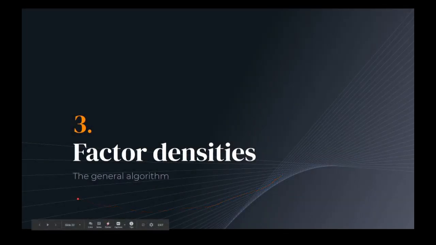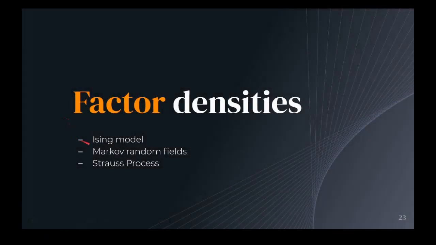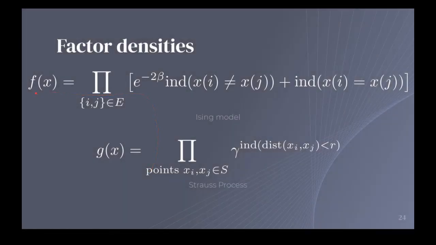Now, in general, stitching works anytime I'm dealing with a factor density. And of course, classic examples of factor densities include the Ising model. In fact, any Markov random field by the Hammersley-Clifford theorem is going to have a factor density, and the Strauss process that we just saw. So for example, the Ising model, we're taking the product over factors that depend on the edges of a graph. If the two endpoints of the graph are labeled differently, we assign a penalty of e to the minus 2 beta. When the two endpoints are labeled the same way, we assign a factor of 1. That's the Ising model.